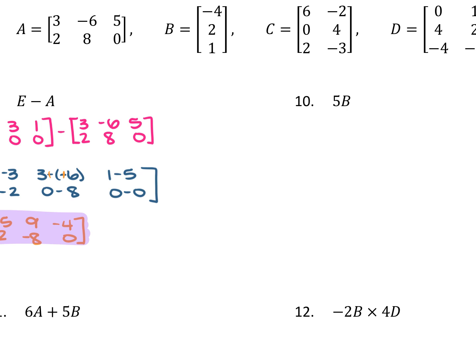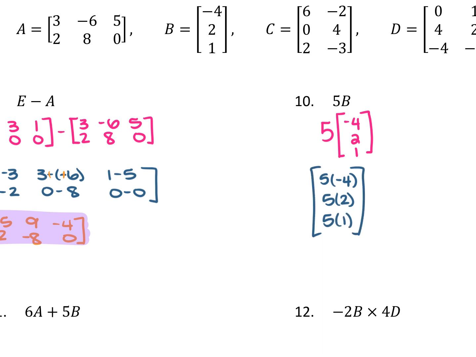For number 10, we're doing 5 times B. So this is going to be 5 times the matrix of -4, 2, 1. So that 5 gets multiplied by each of those numbers. So you're going to do 5 times -4, 5 times 2, and 5 times 1. So that will leave you with -20, 10, 5 for your answer.